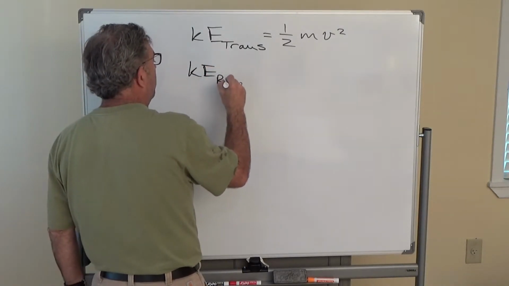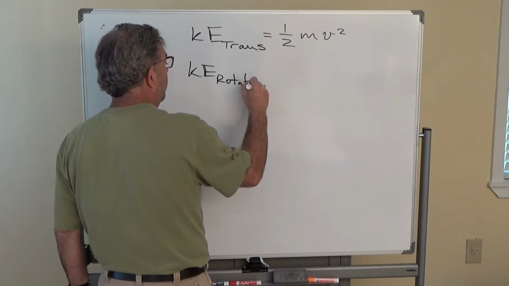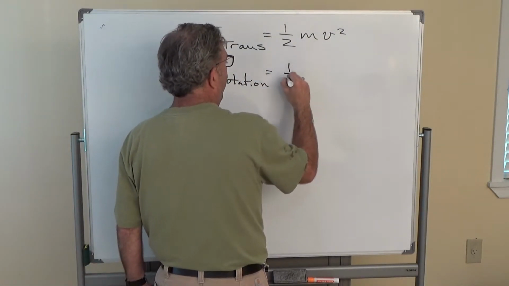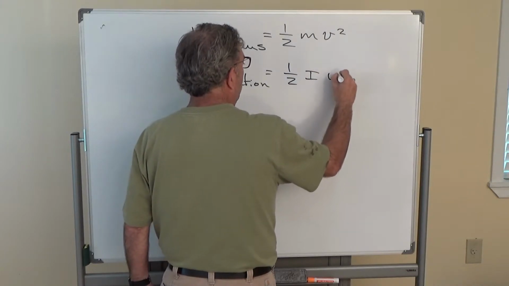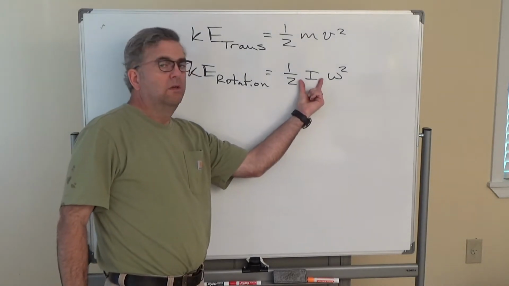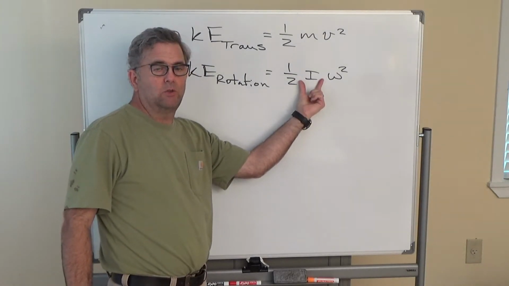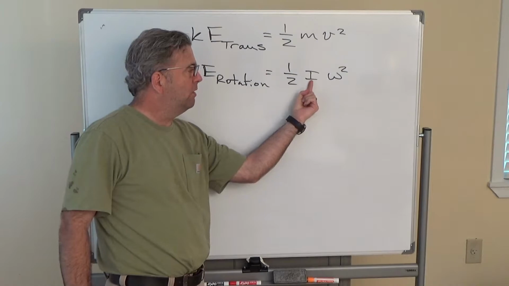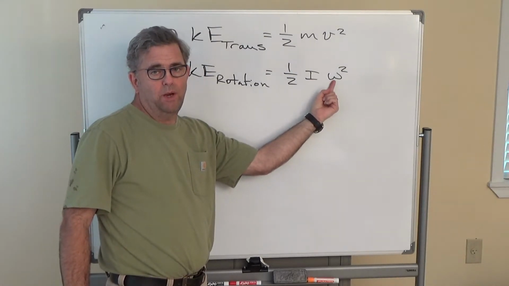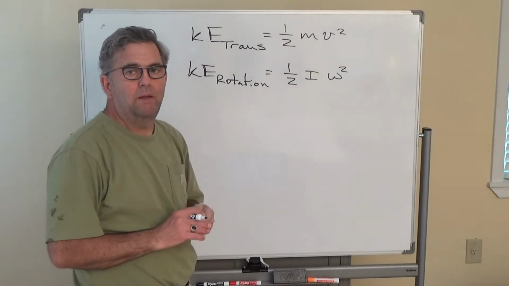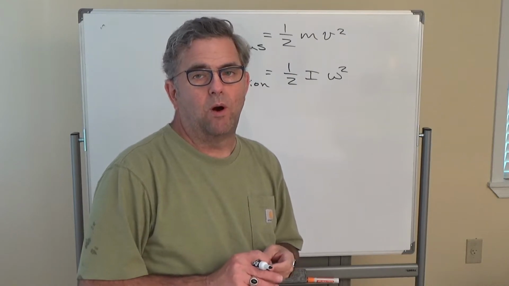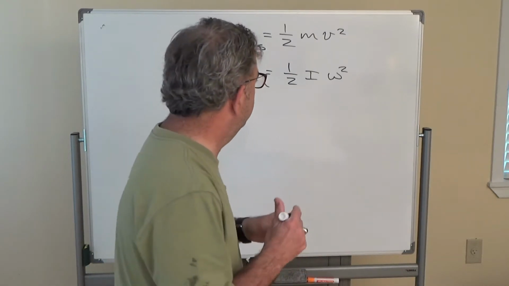Kinetic energy for rotation, I wrote it down a minute ago. That is equal to 1/2 I omega squared. That summation over all the little point masses went into this moment of inertia, and then you have the angular velocity squared. So let's calculate the kinetic energy for a regular object like a disk.